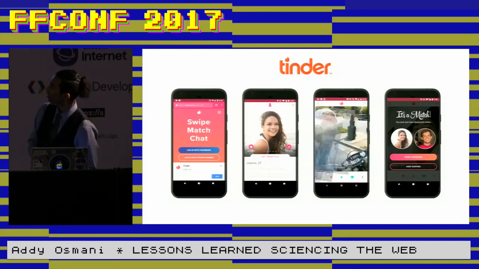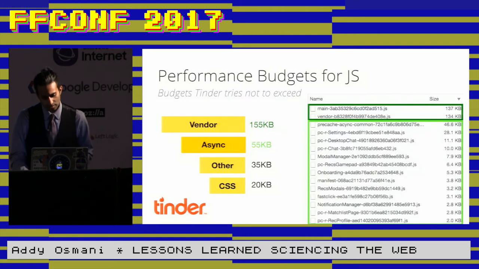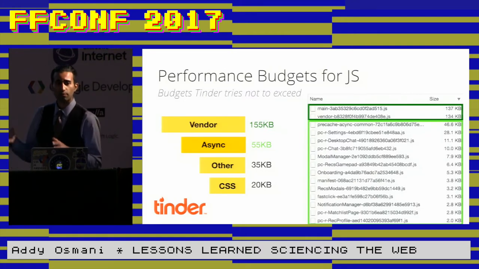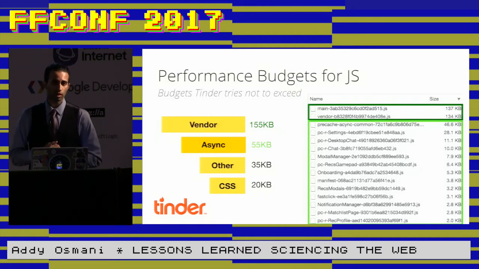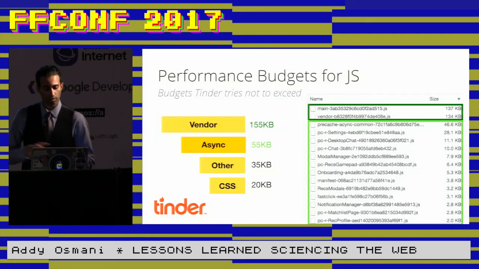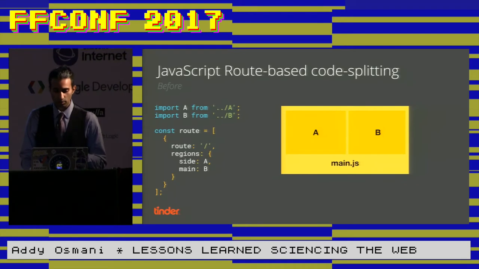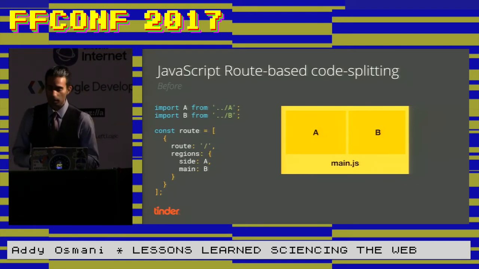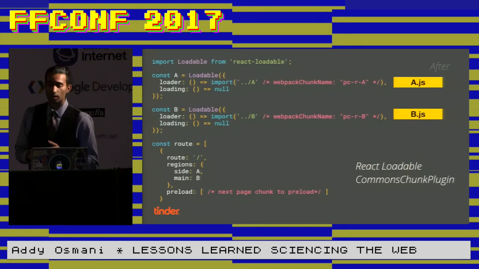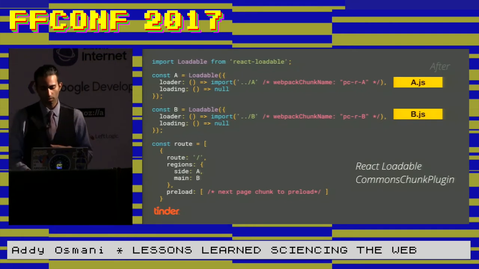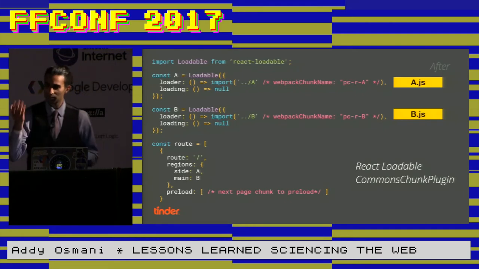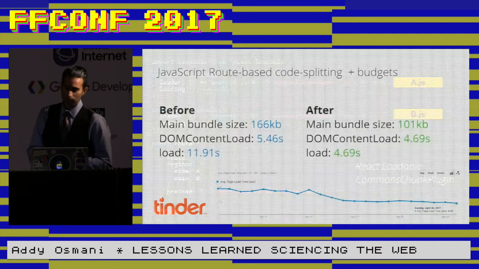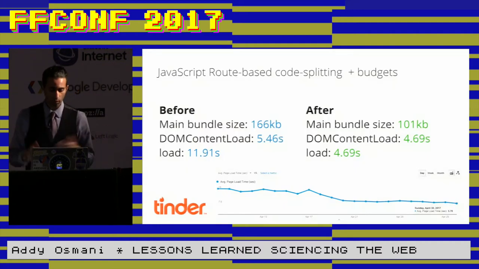They swiped right on the mobile web. And they took advantage of performance budgets to help them get there. They actually defined per JavaScript bundle performance budgets for their vendor bundles. So this is what contains their React, their Redux, their asynchronous bundles, so anything that's being lazily loaded in, their CSS. They also took advantage of route-based code splitting, so switching over from a model where you're effectively just statically importing in everything to one that uses React Loadable, thank you, James, React Loadable to lazily load in exactly what they needed when they needed it.